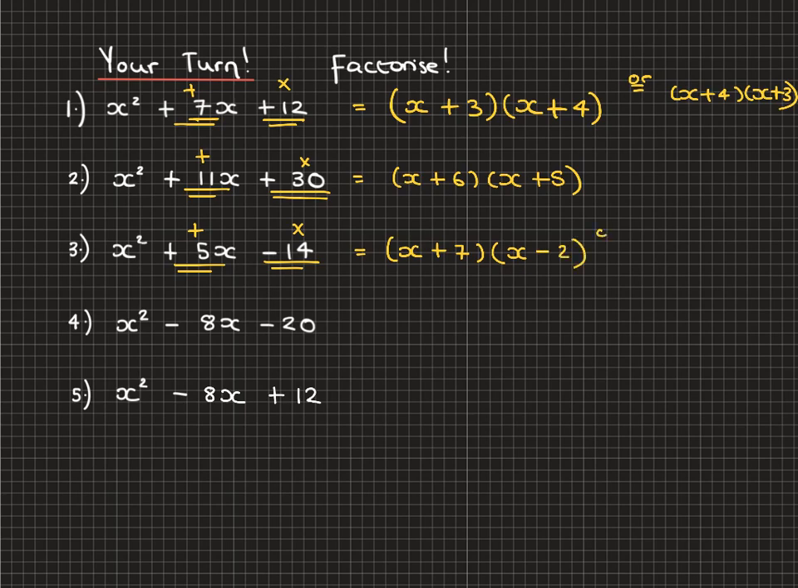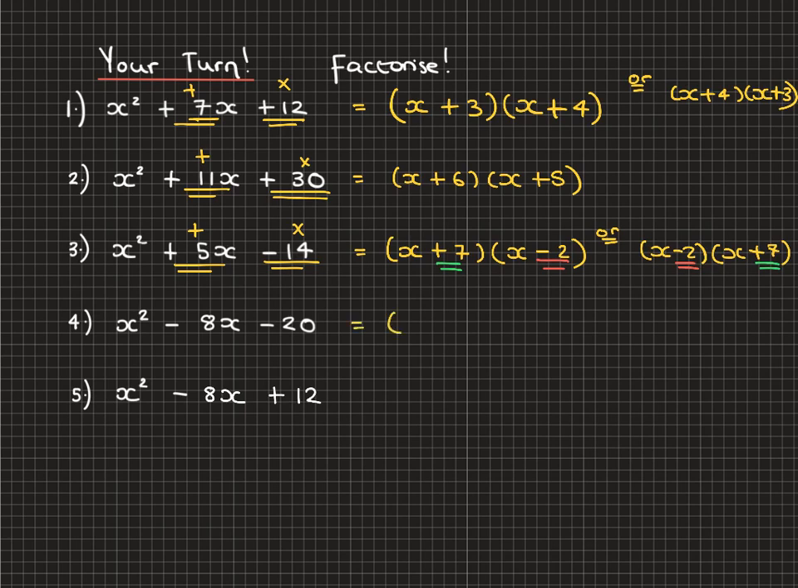Now the only other correct answer here would be if you wrote down x minus 2 first and then x plus 7 second. So you can see in both examples we have a positive 7 and we have a negative 2. It's the order of the brackets that's been changed, not the signs of the terms inside the brackets.